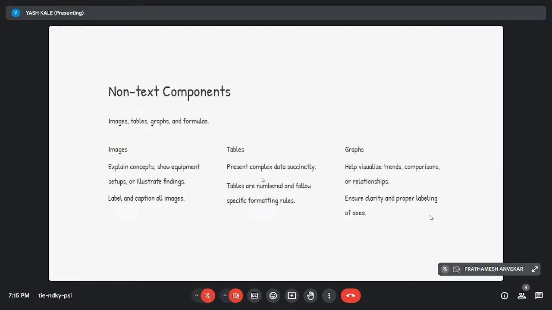And the next non-text component can be the graphs. Graphs help you illustrate the trends, comparisons or patterns. So you should ensure that both the axes are labeled, and include the units wherever they are necessary. And you should ensure that everything in that graph is clearly mentioned.